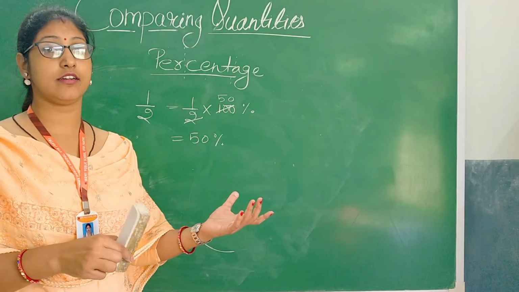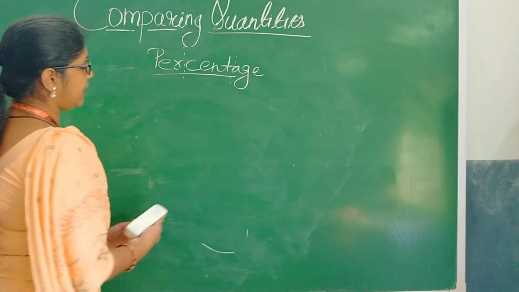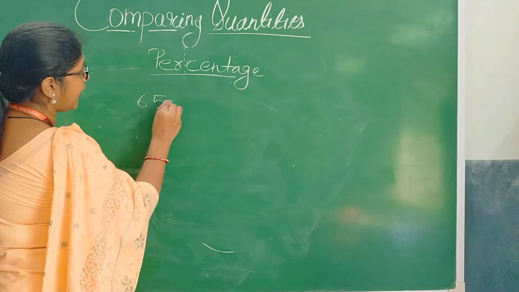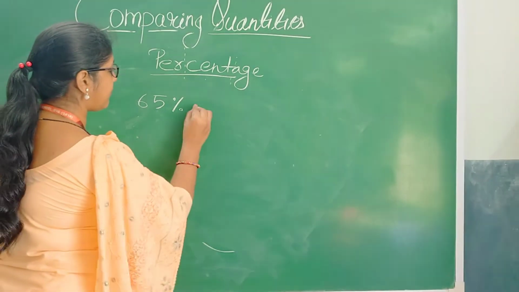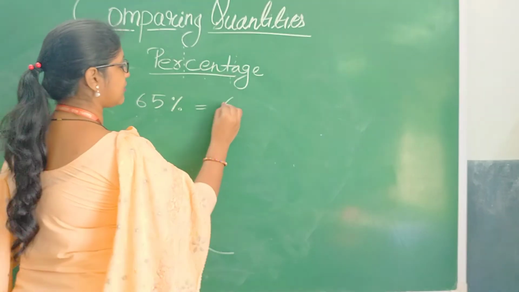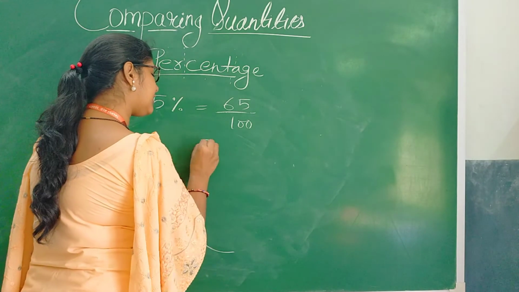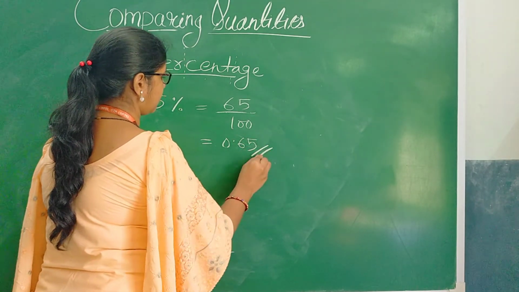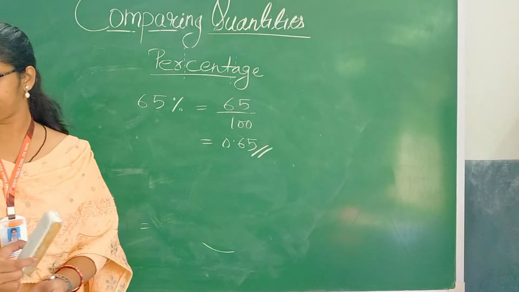Okay. Now, suppose we have to convert a percentage into decimal form. Suppose we have 65% and we have to convert it into decimal form, then 65% is equal to 65 by 100, and we can directly write it as 0.65. So now we can also represent a percentage in decimal form.